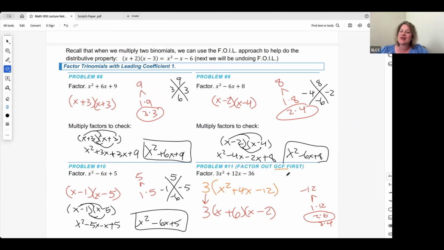So I hope this is helpful when we go on to the next video where the leading coefficient is not 1. We can also use the x method to help us clean that up.